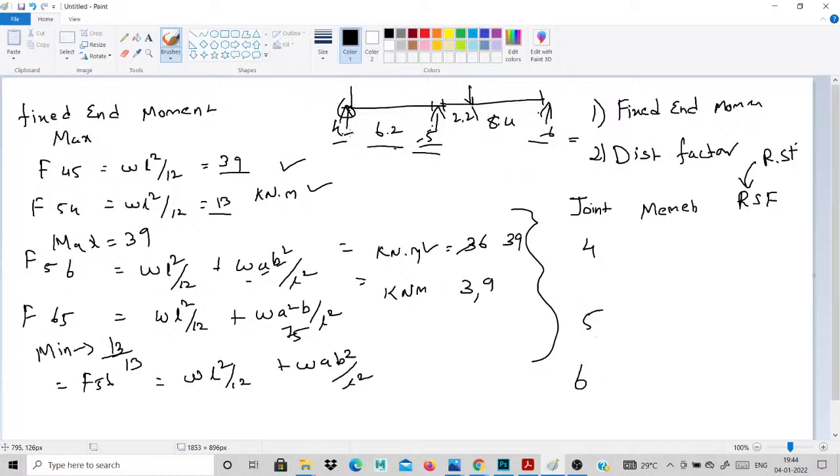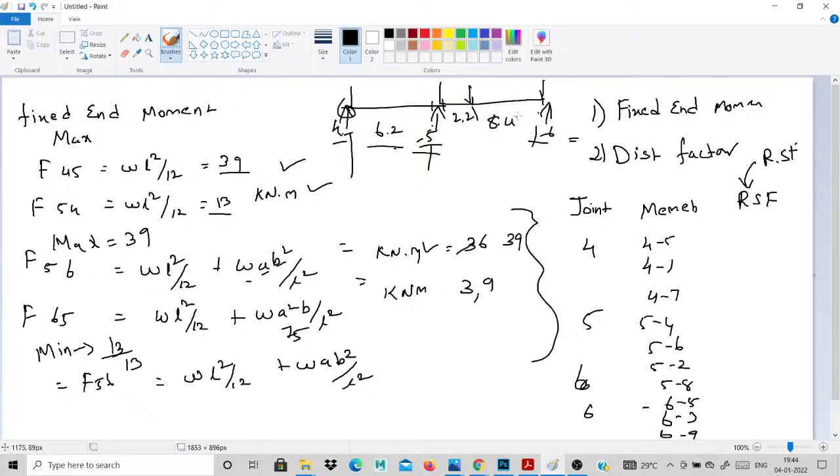For members, these numbers are available, right? These numbers are the top number and bottom number. I simply take this 4 5, 4 1, 4 7, then 5 4, 5 6, 5 2, 5 8, then for joint 6, 6 5, 6 3, 6 9.